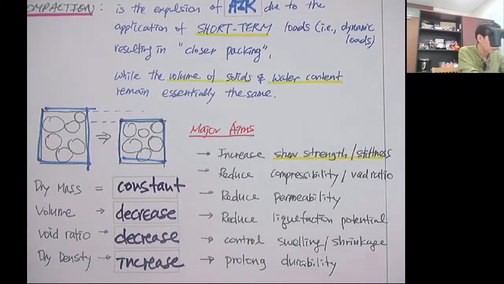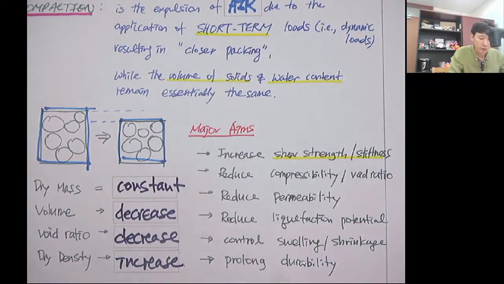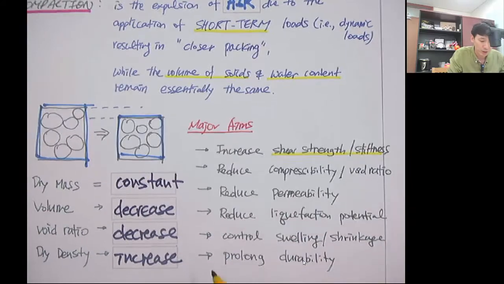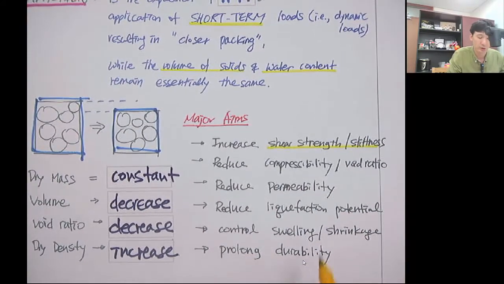Major aims of this compaction is to increase the shear strength and stiffness and reduce the compressibility and void ratio and reduce the permeability and reduce the liquefaction potential and to control the swelling and the shrinkage of the soil and to prolong the durability, so increase the durability.